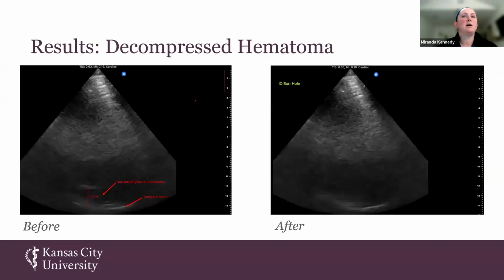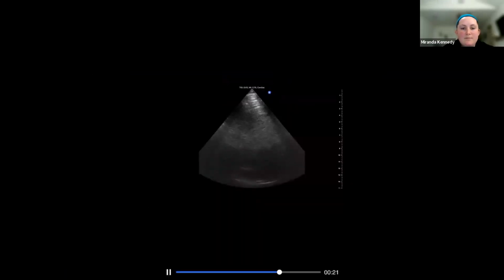So here you can see the simulated epidural hematoma perimeter, which is right here. And this is the temporal bone. So this is the before picture, this is the after, and you can see that it is no longer there. And here is a video. You can see it drain.